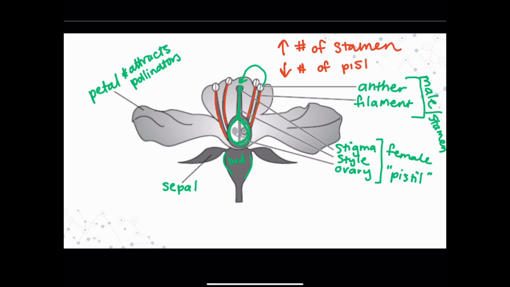Why might that be the case? Okay, our pistil is what we need to fertilize, right? We need pollen to land on top here and then travel downward. Now, our stamen has all of our pollen. So we have a larger number of stamen to increase our chance of pollination.